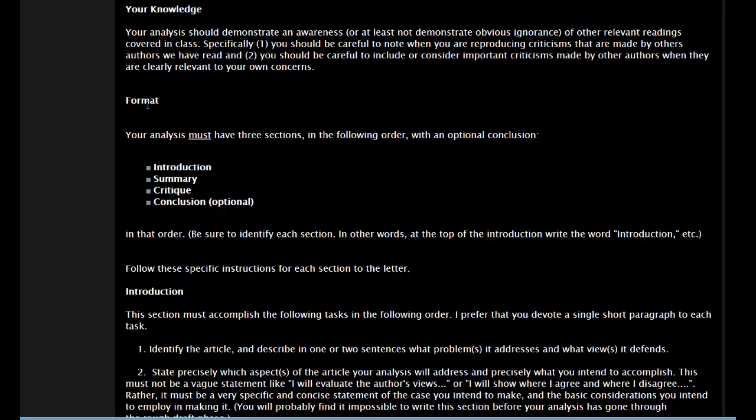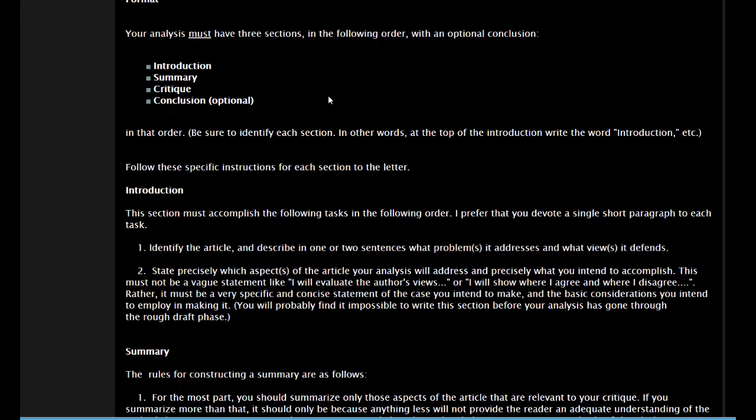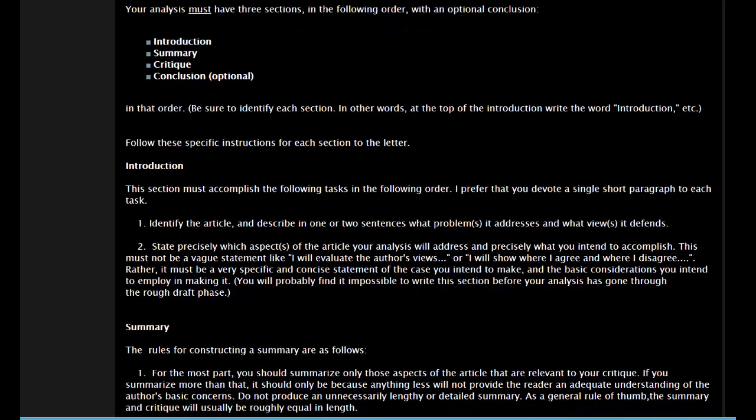Okay, now talking about just the basic format, we've already mentioned that there's three non-optional sections: the introduction, summary, and critique, which all have to be clearly identified. And you can include a conclusion. There's instructions below for including a conclusion. There's no requirement to, and it doesn't negatively impact your grade to not have one, or positively impact it to include one. Sometimes you're just going to want to.